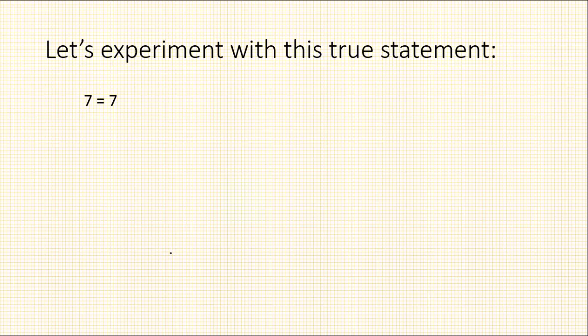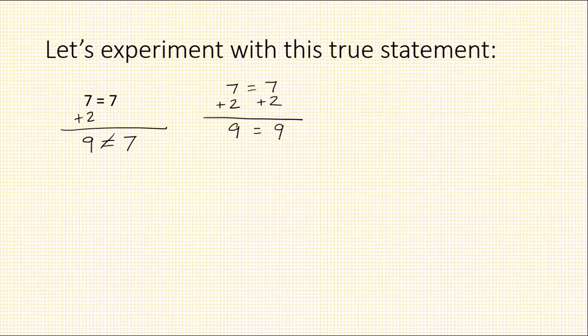Now let's experiment with this. It's a very basic true statement. Here's what I want to point out. If we do math to one side of the equation, like adding 2, it changes the equation so that it's no longer equal. But if we take that same equation and we do the same math to both sides, it's a new equation, but it's still equal. We've shown that we can add to both sides.